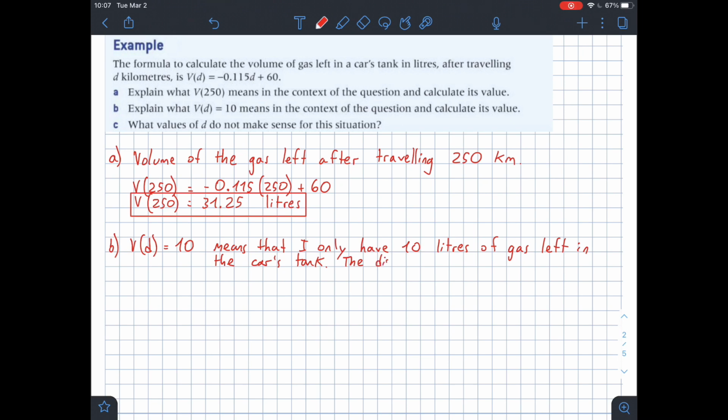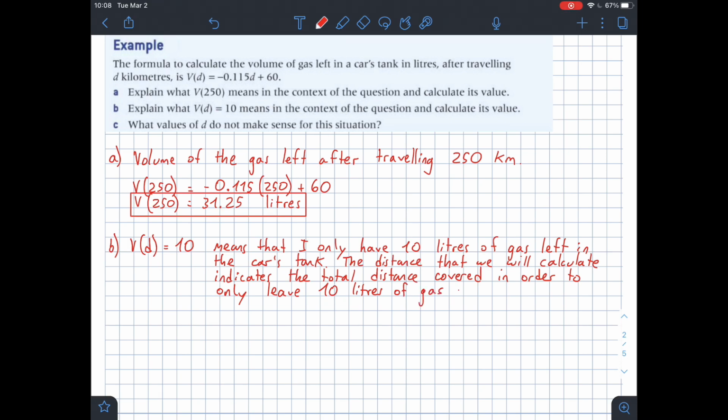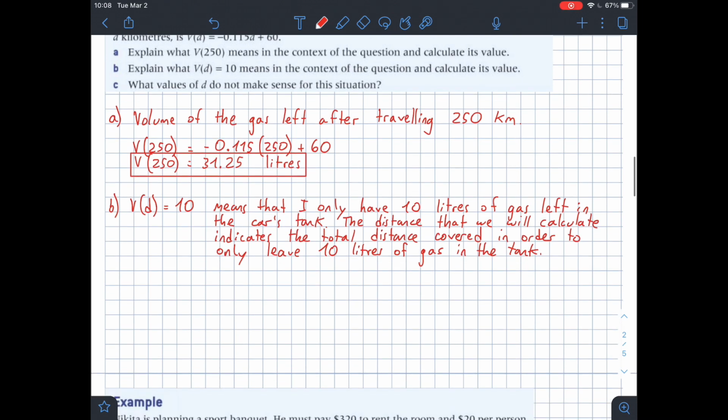The distance that we will calculate indicates the total distance covered in order to only leave 10 liters of gas in the tank. That's basically what we are calculating when we find V(D) equals 10.